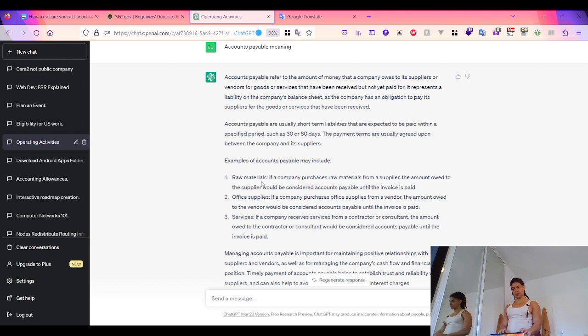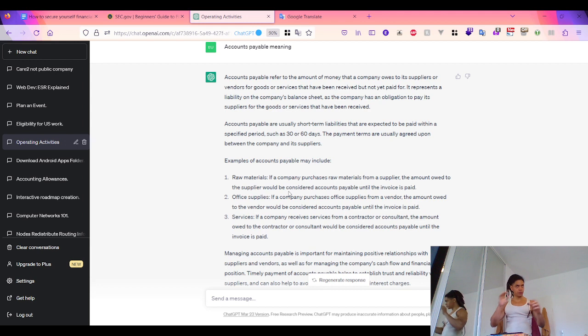So raw materials, office supplies, and service. And I say reliable because, okay, if you as a company buy raw materials to make chairs, for example, hipster chairs, so the amount that you owe to the supplier will be considered an account payable. In Spanish, cuentas por pagar. Accounts payable.